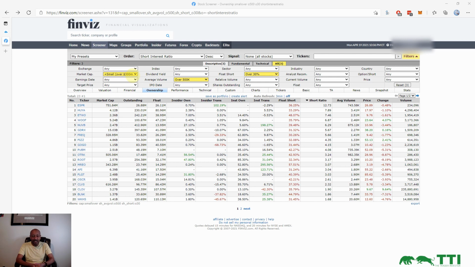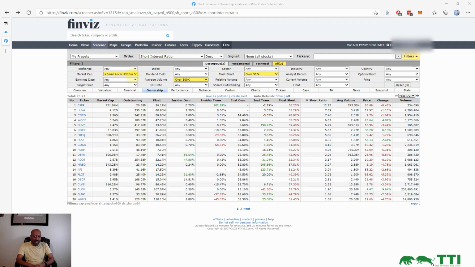I just don't find there is enough liquidity, and I don't find that there is enough conviction when the short squeeze happens. Because if we don't have the volume, if we don't have that conviction, the price is not going to shoot up where we want it to go. So that's why I like to start at least at 300 million.